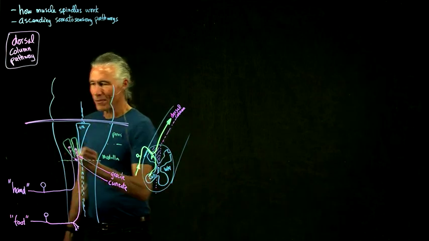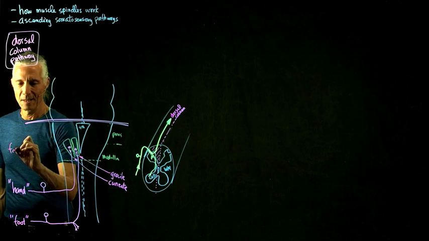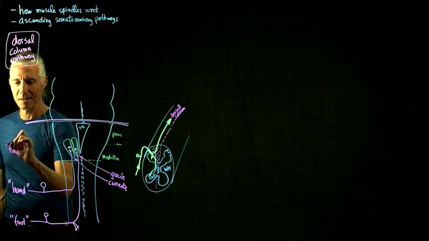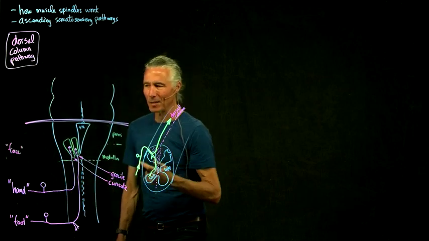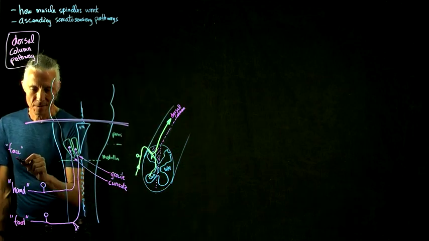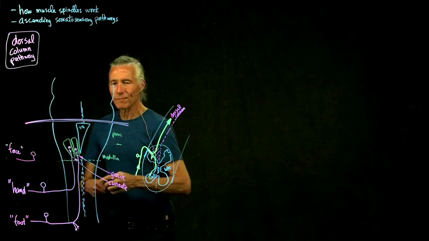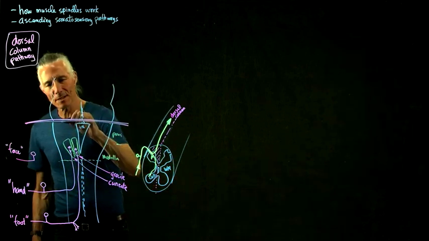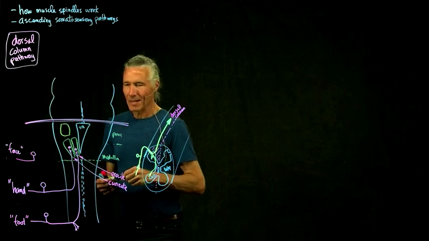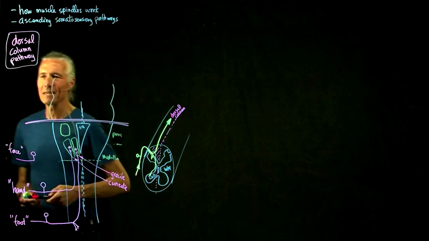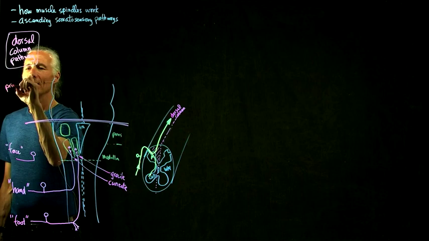Now that leaves out the face. So what about the face? And that includes part of the neck and the jaw and the scalp, a lot of other stuff. So that's going to come out, and that goes to a different nucleus. There's a nucleus that's further up here, and it has an inconvenient name, and there's a lot of abbreviations for it.